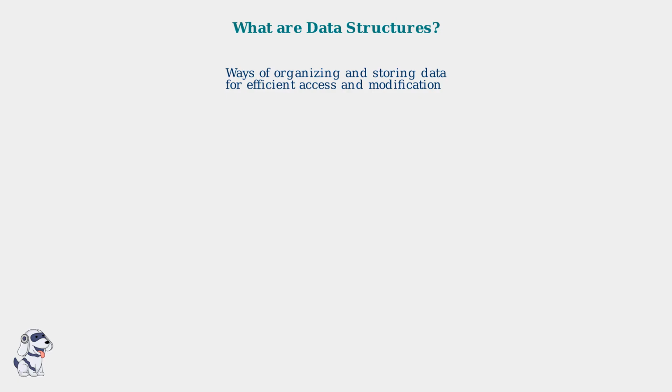Data structures and algorithms form the foundation of computer science and software engineering. Understanding these concepts is essential for creating efficient, scalable software solutions. A data structure is a way of organizing and storing data in a computer so that it can be accessed and modified efficiently. Think of it as a container that holds your data in a specific arrangement.